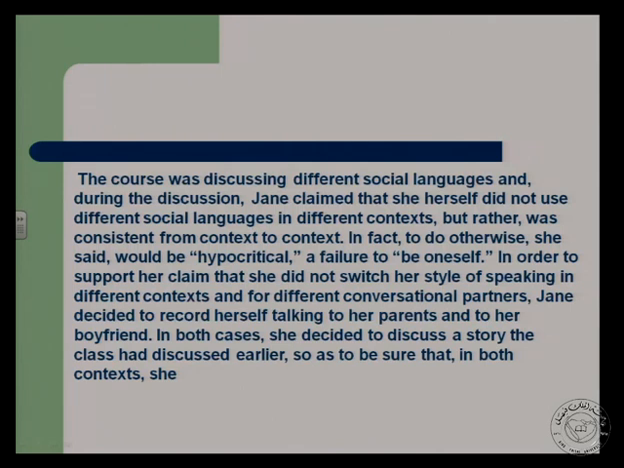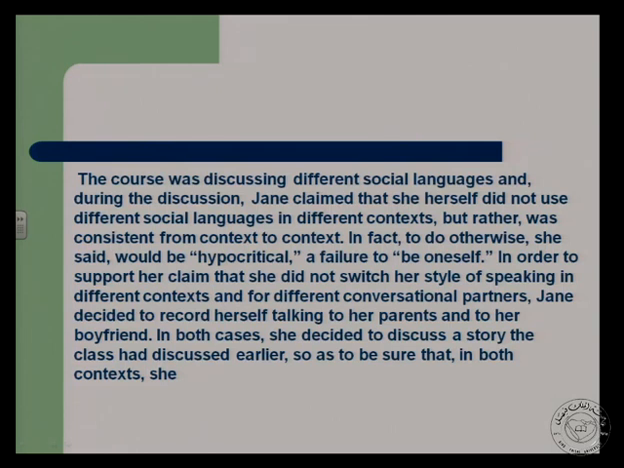That girl says, no, I do use the same way, whether I'm talking to my boyfriend, my parents, my friends, or my colleagues. Jane claimed that she herself didn't use different social languages in different contexts, but rather was consistent, using the same language from context to context. In fact, to do otherwise, she said, would be hypocritical, a failure to be oneself.